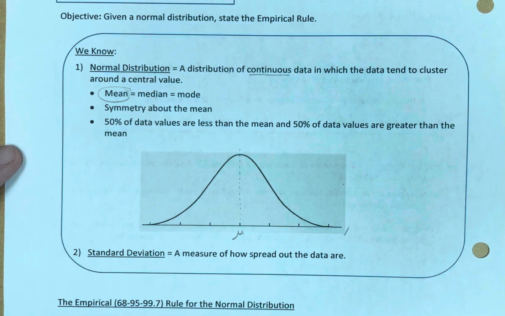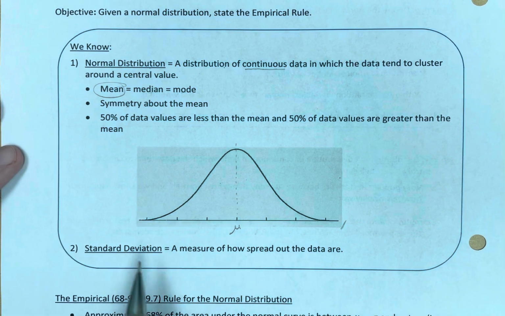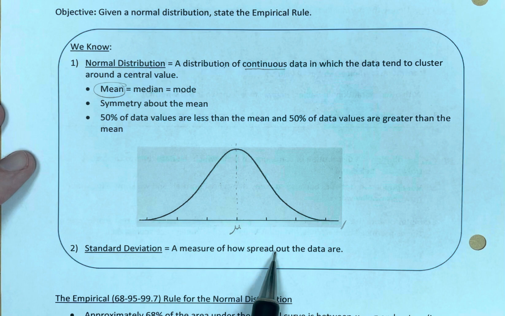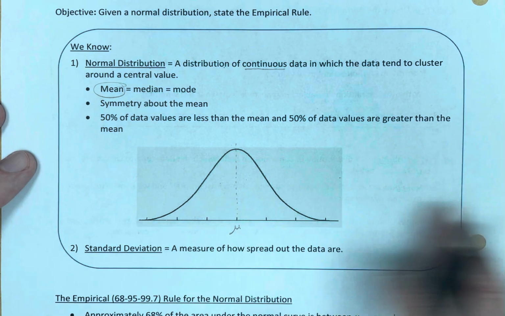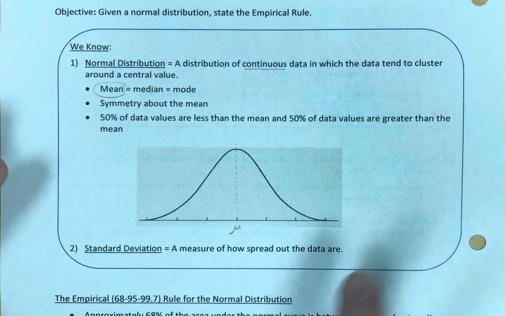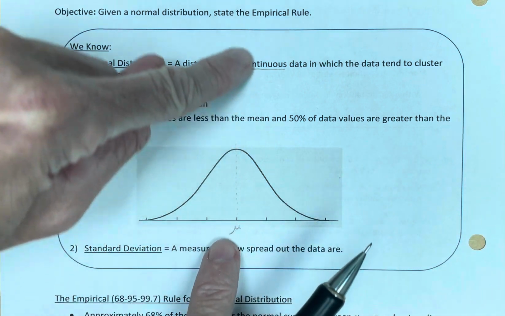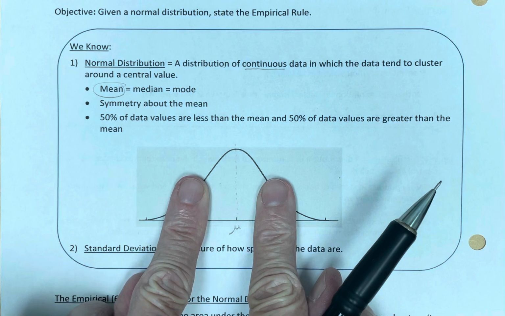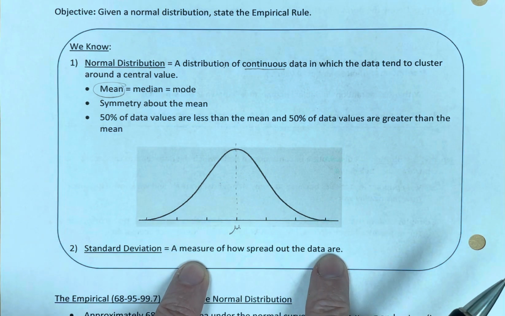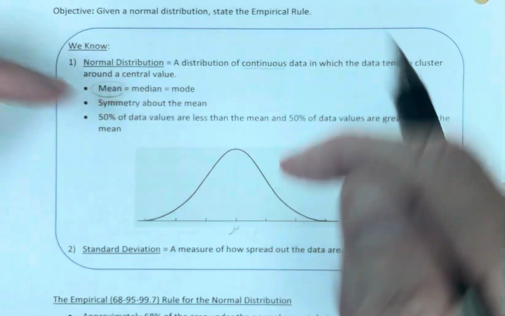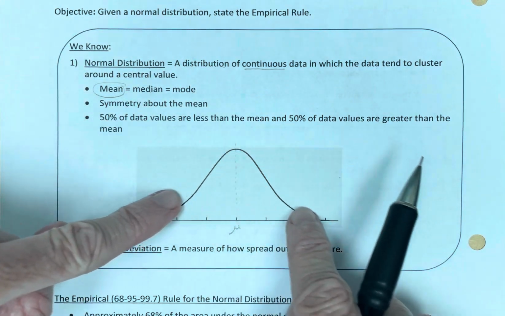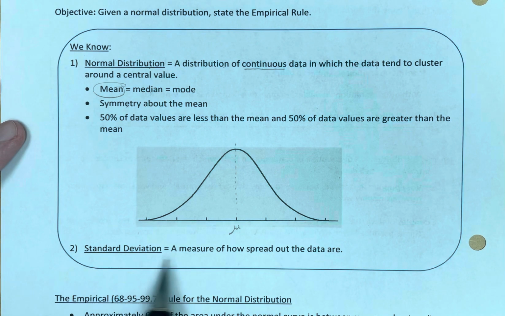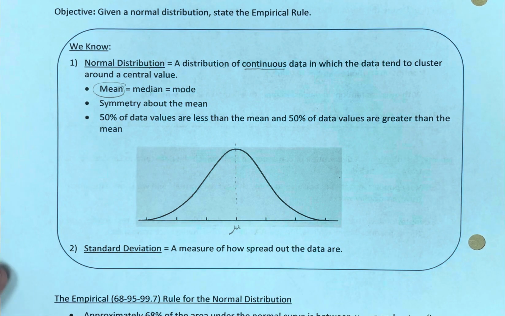Let's also remind ourselves that the standard deviation is a measure of how spread out the data are. Okay? If the data are not very spread out, this will be a tall, skinny bell shape. If the data are quite spread out, this will be a short, kind of flat bell shape. Okay? Standard deviation is a measure of how spread out the data are.